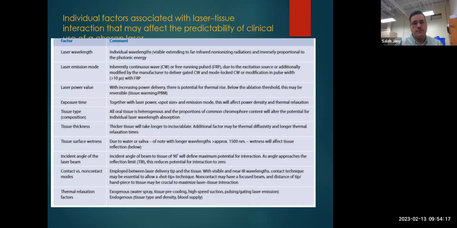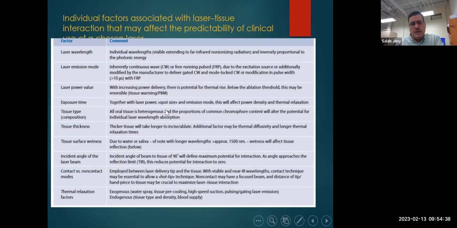We have this emission mode. Most of the lasers we use are intermittent. They are in pulse. Some of them are continuous wave, like if you want to stop bleeding, continuous. But most of the lasers can be used as a pulse. Laser power, it can be low power. We can increase it to cut more.